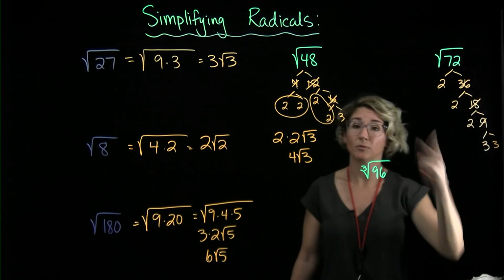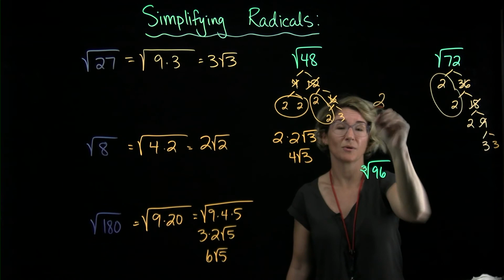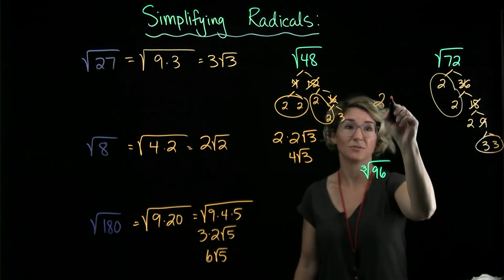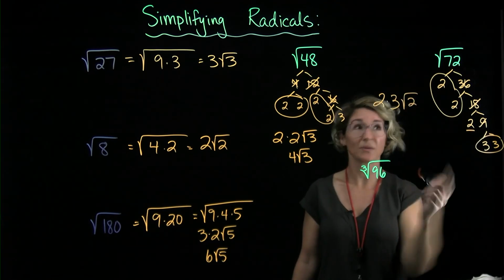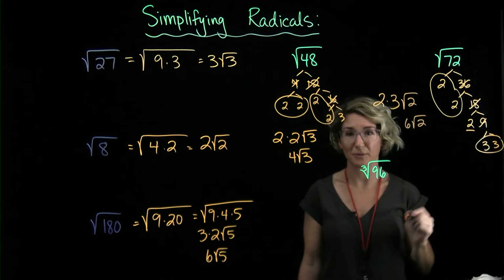I have a square root, so I'm looking for groups of 2. 2 times 2 is 4. Square root of 4 is 2. I've got 3 times 3, which is 9. We know that the square root of 9 is 3. And then I have this lonely 2 that's still left inside my square root. So the square root of 72 can be broken down into 6 times the square root of 2.